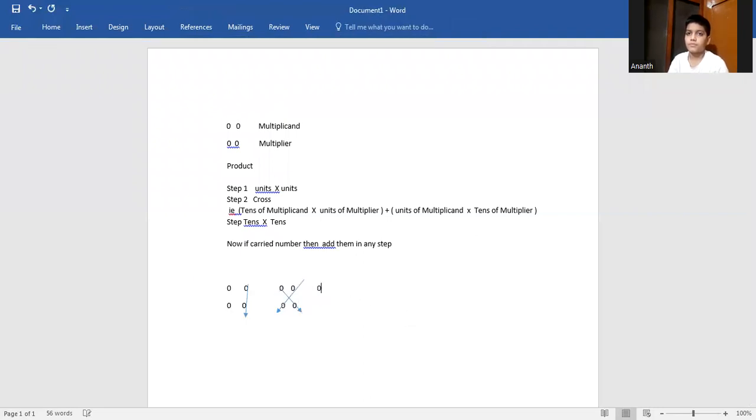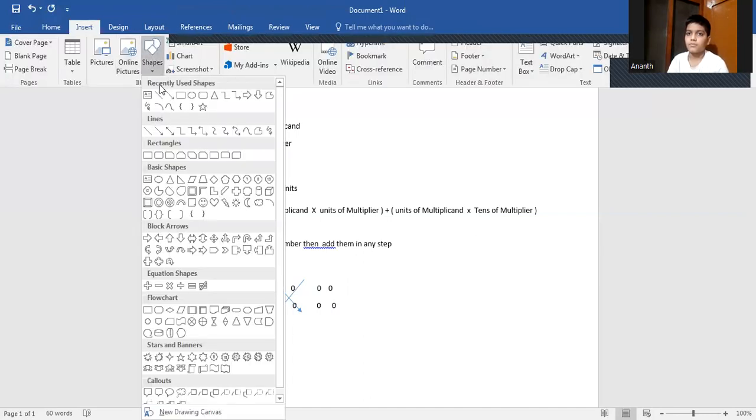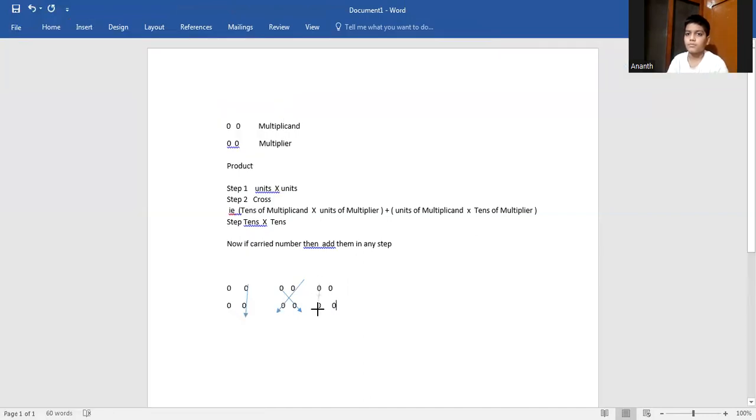Now, the third step. I know it's a little slow, Anant, but if you're going wrong, we have to start from the basics. What is the third step? Go to insert, go to shapes, take the arrow, and this. So this is how you have to do it. First step is unit into unit. Second step is cross, this plus this. Third step is tens into tens. This is crisscross, right?